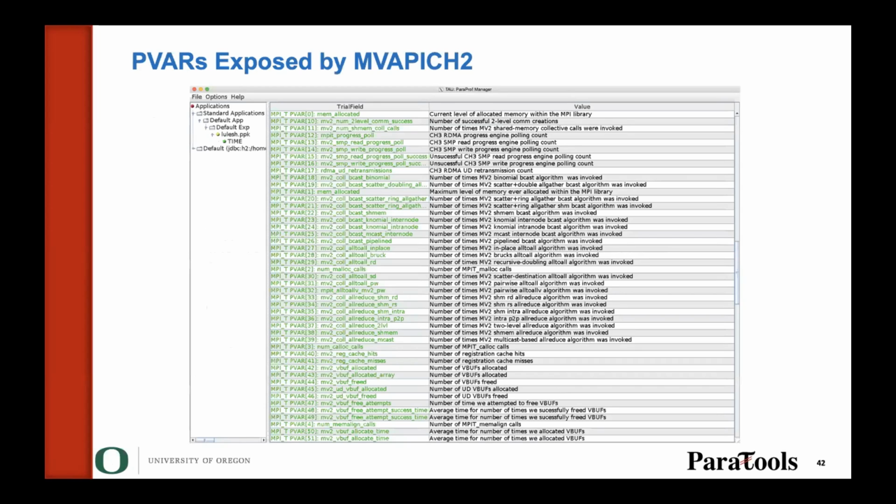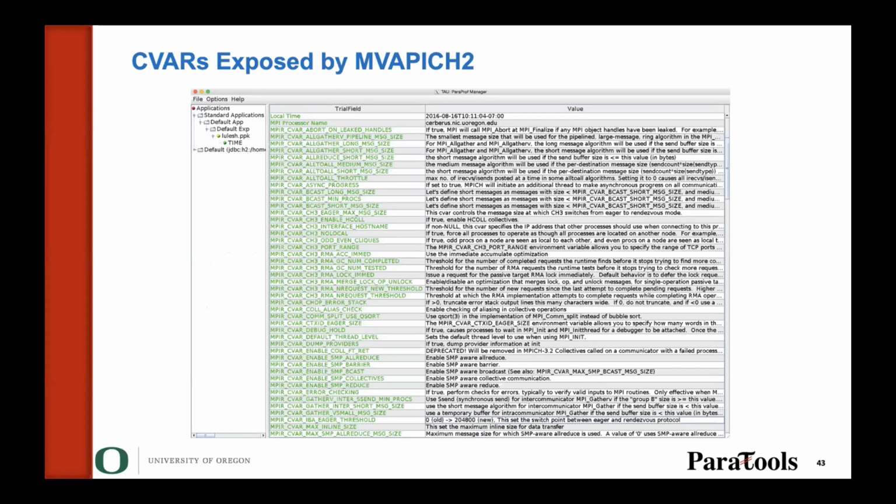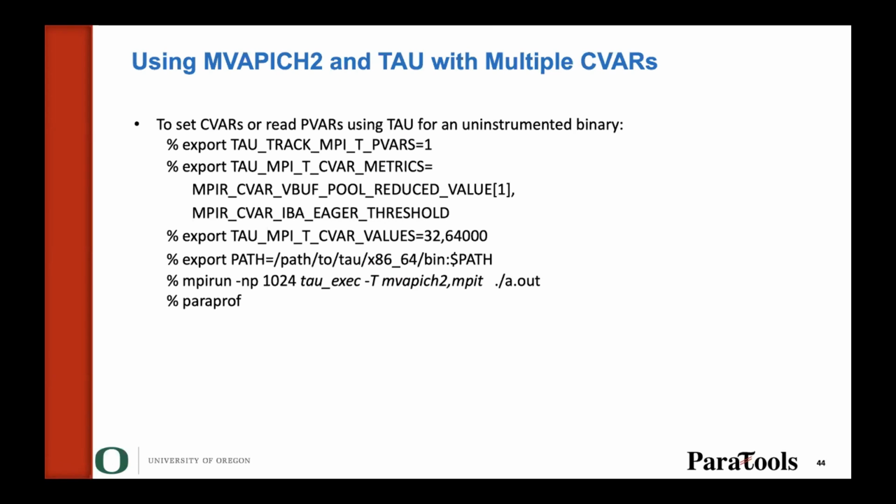Here are the pvars, performance variables, that are exposed by MVAPICH2. It has a rich set. And I believe that MVAPICH2 provides significantly more performance variables, a richer set of performance variables, compared to other MPI runtimes. And you can see the control variables that are exposed in the ParaProf display and what they stand for. So you can see the detailed explanation for each control variable. And you can have arrays of control variables where you can specify one or more control variable metrics and their values like this.